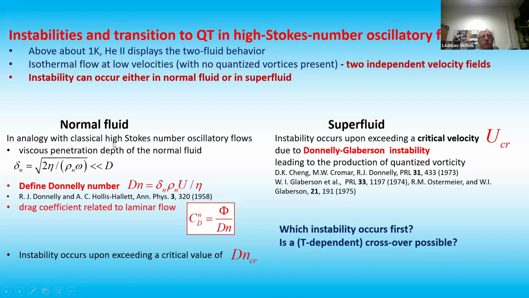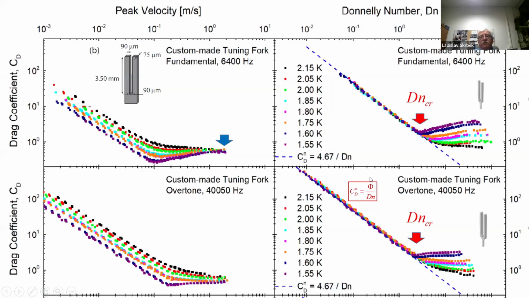In the normal fluid, the instability will be governed just by approaching this critical Donnelly number. So the drag coefficient should increase there. But in the superfluid, the transition to turbulence will be governed by what is called the Donnelly-Glaberson instability and depends on velocity. So the question is which instability occurs first and whether a crossover from one to the other is experimentally possible to observe. And here is the answer.